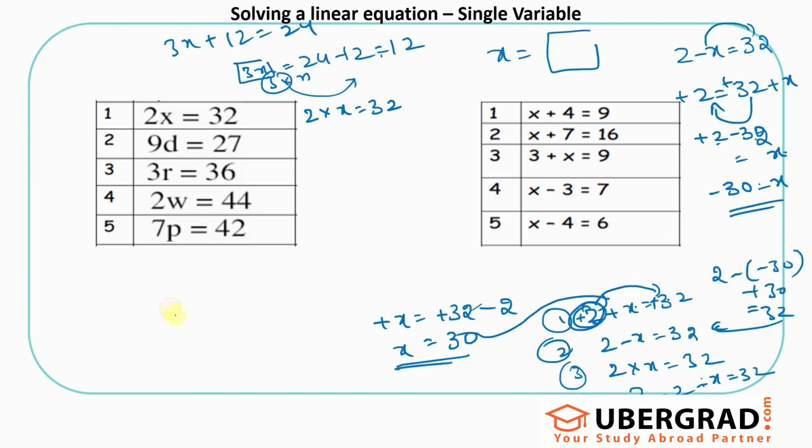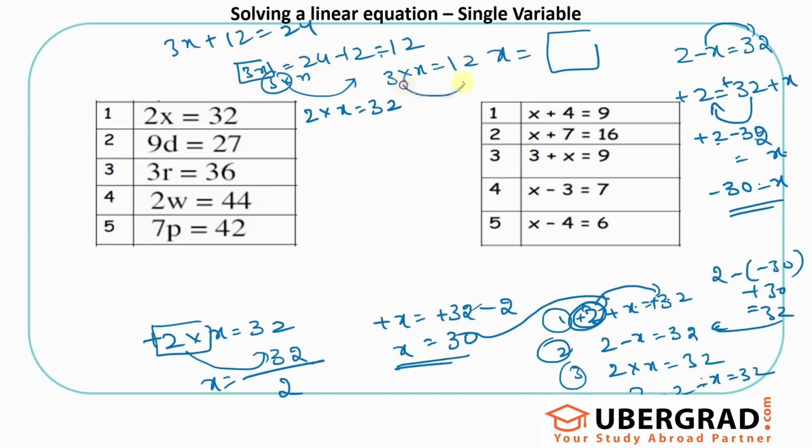Now 2 into x is equal to 32. This is into, right? Plus 2 into x is equal to 32. What you have to do: whatever is multiplying with the variable, when it goes to the other side of the equals, it has to become divided by. It will become 32 divided by 2. Here also I had 3x is equal to 12, 3 into x is equal to 12. When it goes to that side, it will become x is equal to 12 by 3.